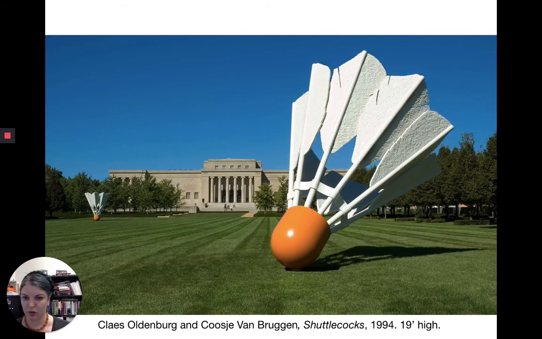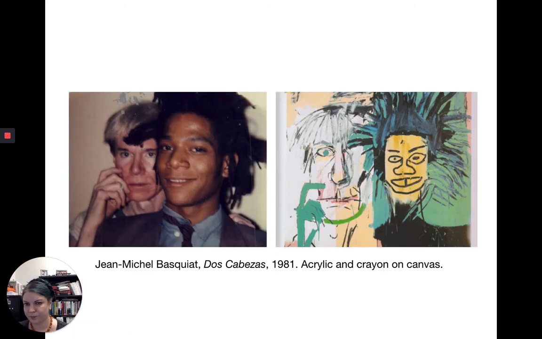So here in Missouri, you can go up to the wonderful Nelson Atkins Museum of Art in Kansas City and see his Shuttlecocks, which are on the lawn. There's two on one side and one on the other, of the Nelson Atkins. That's the same sculpture garden that has all the wonderful Henry Moore sculptures that I told you about. Later in his career, he makes work in partnership with his second wife, Coosje van Bruggen, and actually credits her for the work that she does on these. So maybe he learned and grew. Okay, so that's Claes Oldenburg.